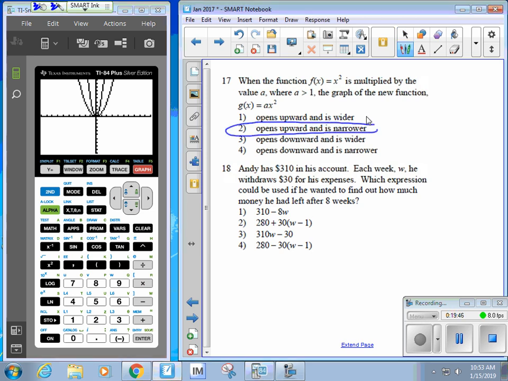It's squished in, so it still opens upward, but it's narrower. The way it would open downward is if I made a be a negative number, and it flipped downward. Compressed, that's a good word for it.